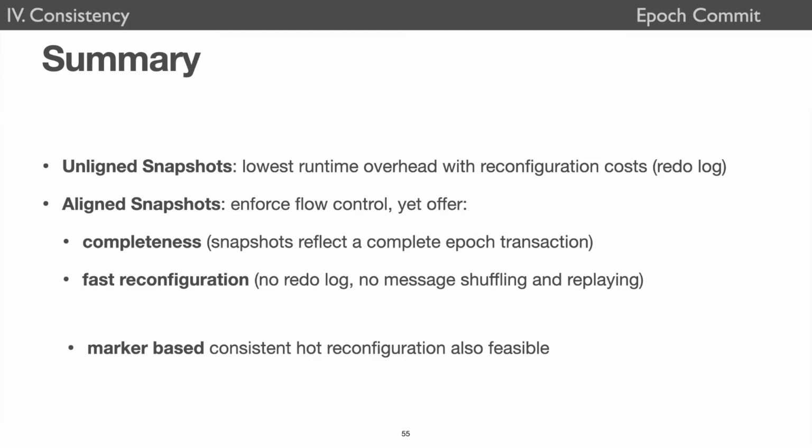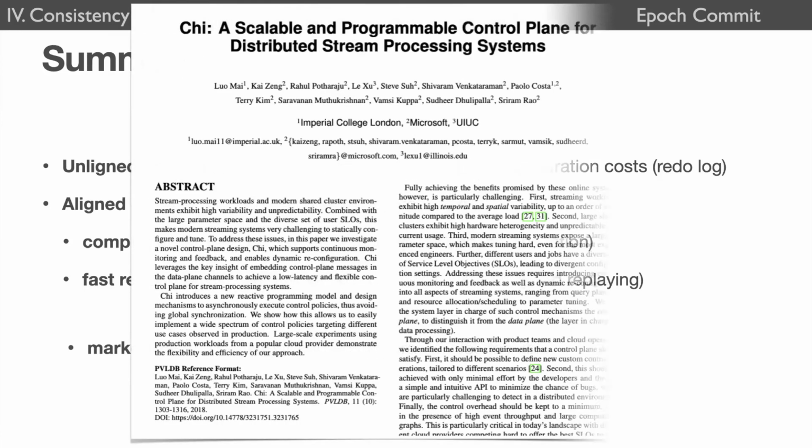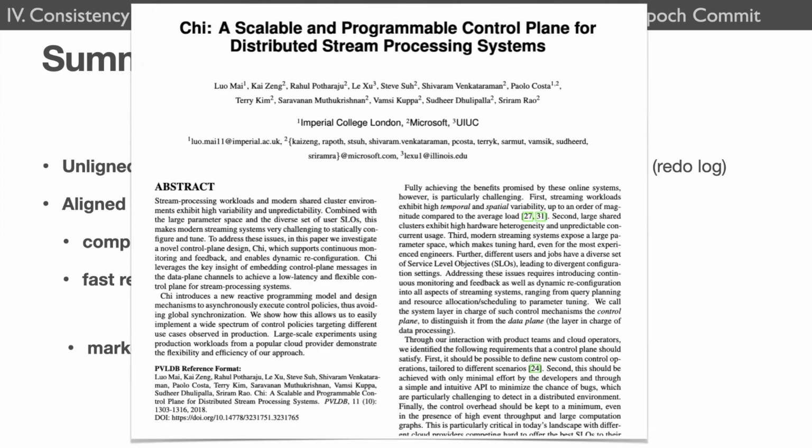Furthermore, those snapshots are the fastest to reconfigure, and recent work also showed the benefits of using the markers themselves as live reconfiguration points during the alignment phase. So in this paper called Chi from VLDB 2017, they actually tried that out and it works pretty well. So I highly recommend reading this work.